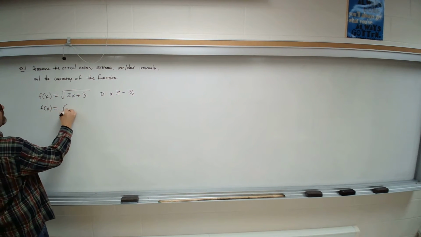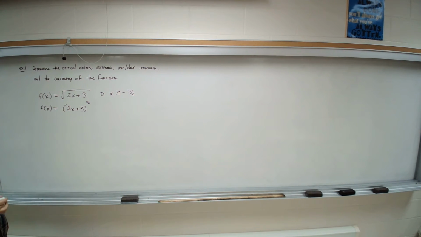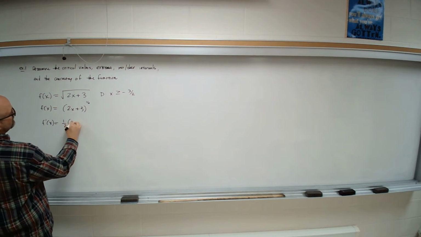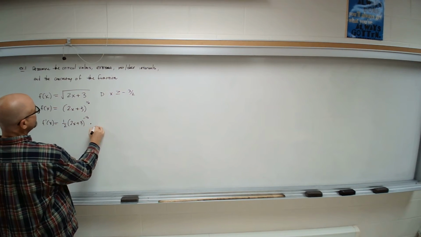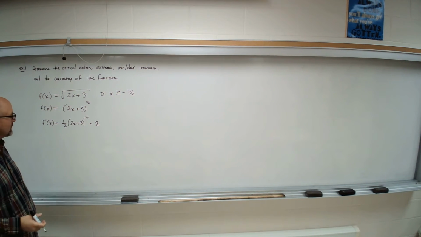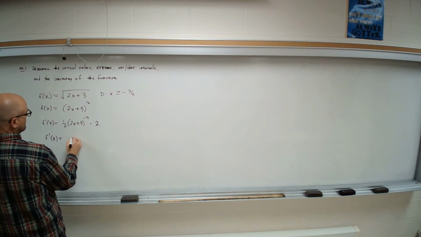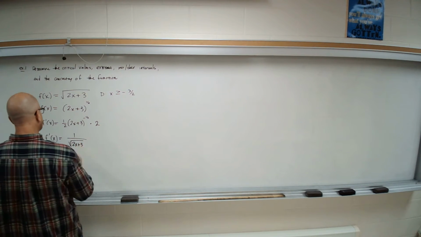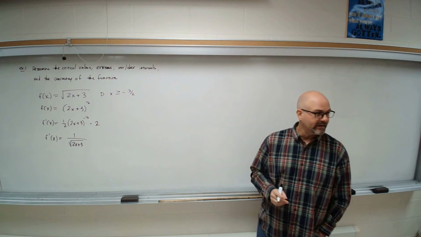Okay, so the next thing we do is take the derivative. Recall we probably want to think of this as 2x plus 3 to the 1/2 power before we take the derivative. So f prime of x would be 1/2 times 2x plus 3 to the negative 1/2, times 2. Don't forget the chain rule. I tend to forget the chain rule a lot, so be careful there. So f prime is, I could write it a lot of ways, I'm going to write it as 1 over the square root of 2x plus 3, right? That's as good a way as any to write that.